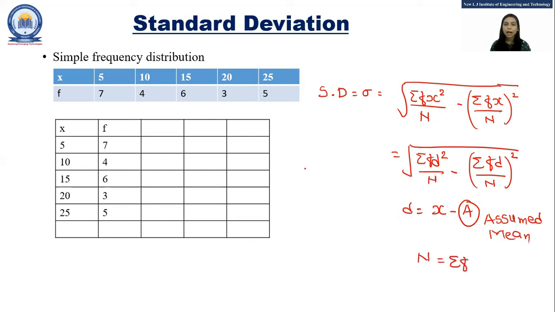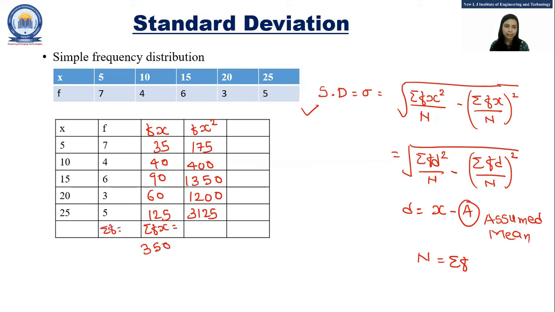Now over here, I'm using this direct method formula to solve this example. So f into x is 35, 40, 90, 60, and 125. And f into x square is equal to 175, 400, 1350, 1200, and 3125. So here we have to just multiply fx into the x. Now we require the sigma fx. So sigma fx is equal to 350. You also require the capital N, that is sigma f, that is equal to 25, and sigma fx square is equal to 6250.